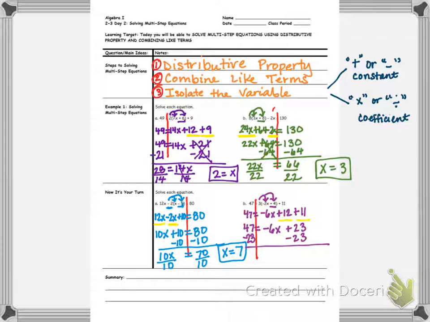47 minus 23 is 24, equals negative 6x. So 24 equals negative 6 times x. We're going to do the opposite and divide by negative 6 on both sides of the equal sign. 24 divided by negative 6 is negative 4, and negative 6 divided by negative 6 leaves us with 1x. And ta-da, that is it. That is how you solve multi-step equations that have distributive property and combining like terms in the same problem.